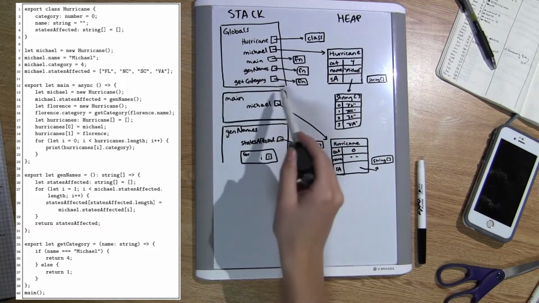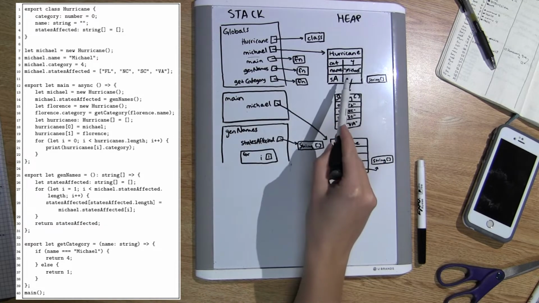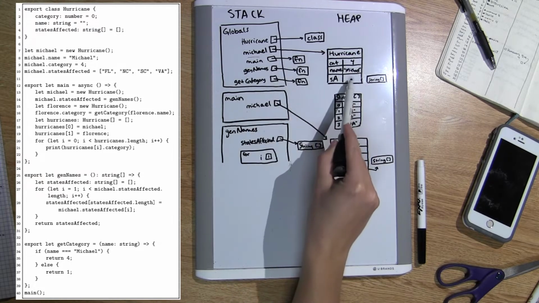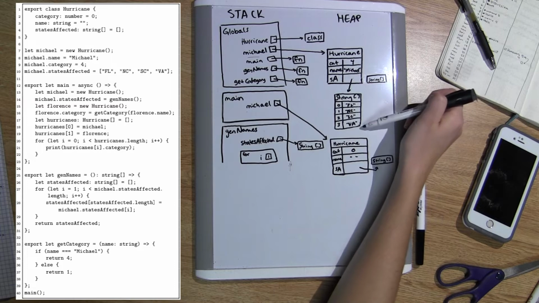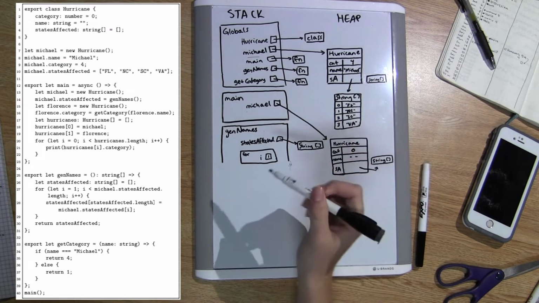And so we look in our global frame and we do see, okay, there's a Michael variable here, and it has a states affected array. So we can look at that, Michael.statesAffected, this array, .length, which would be 4. Since 1 is less than 4, we go into that for loop.